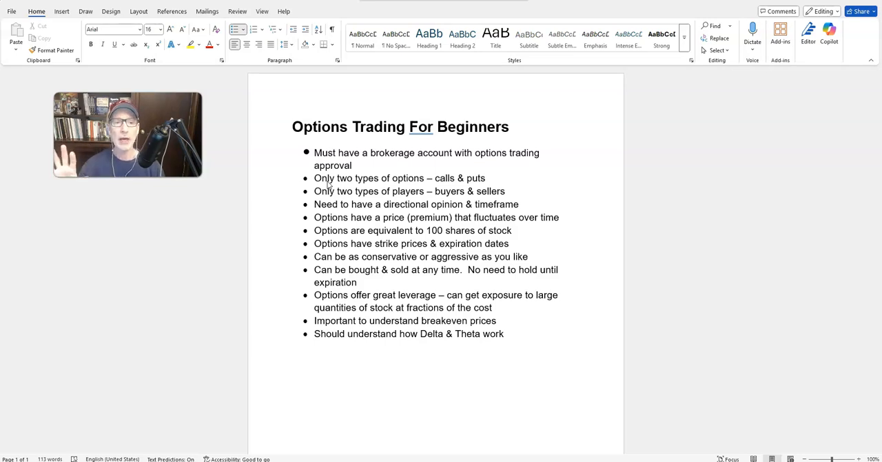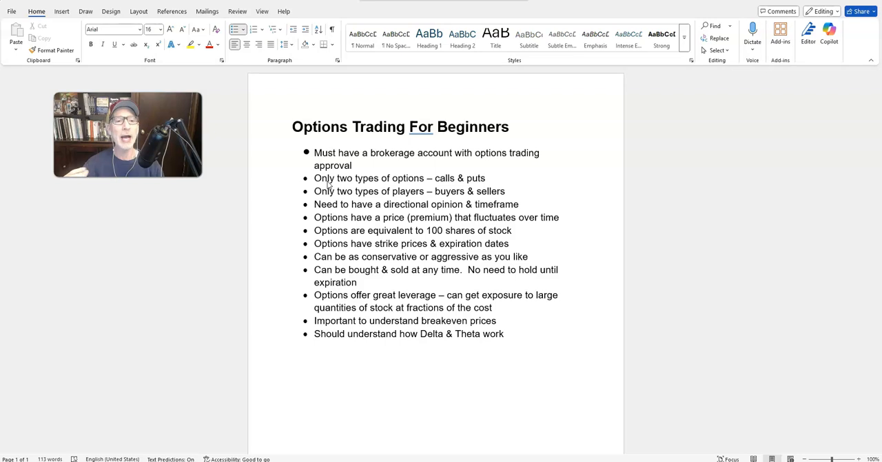Okay, so now that you have a brokerage account, there's only two types of options: call options and put options. And in this example, we're going to talk more about call options because that's more of a bullish strategy. Buy call options, it's bullish. We'll touch on put options just a little bit. And there's only two types of players in the options market: buyers and sellers. You either buy an option or you sell an option. We're going to look mostly from the buying side today.